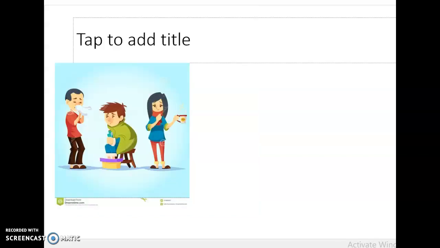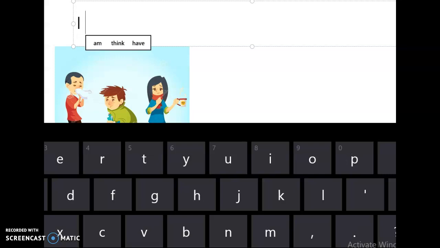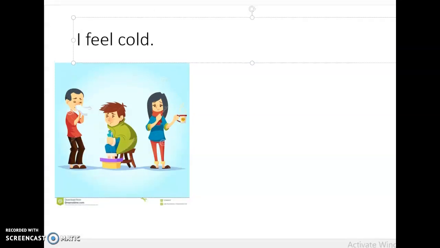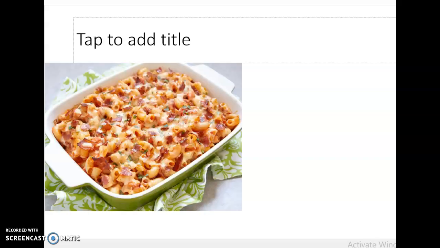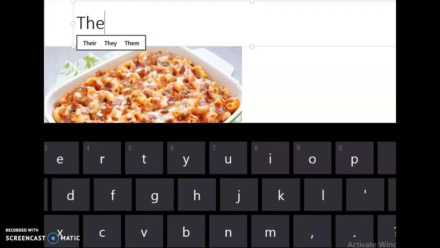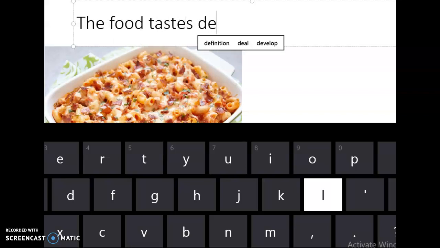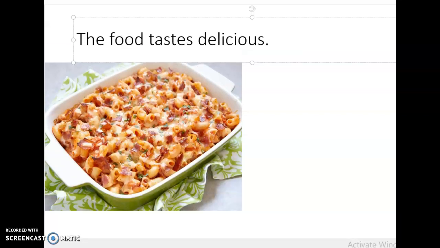Another thing, if we have here feeling, it's a sense. I feel cold. I don't add ing because it's a feeling, it's a sense. Another thing, this food, for example. Again, the food does not do an action. And when I want to add ing to the verb, there should be an action. The food is on the table. It's delicious. It's not doing an action. So I cannot say the food is tasting delicious. The food tastes delicious. Okay, I don't add ing to this.